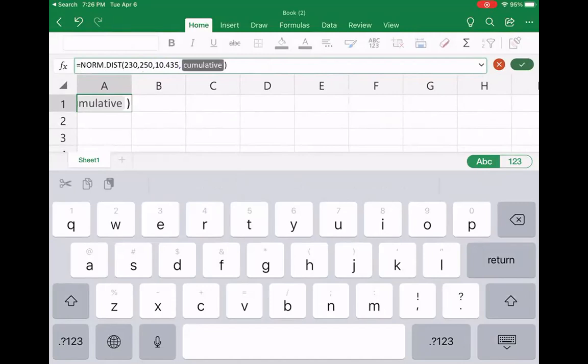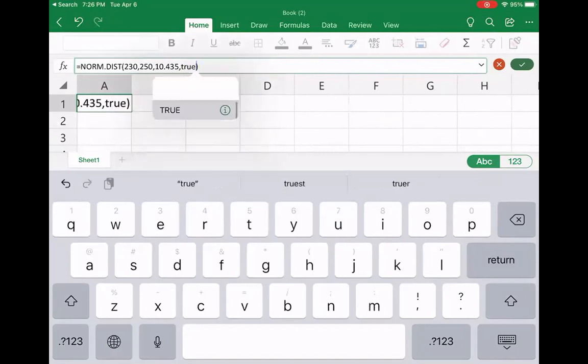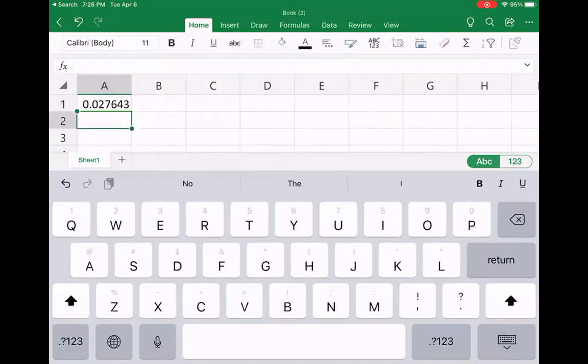True or false? True. It's always true. Calculate that, and here's what I get: 0.027643. We got 0.0274 from the chart. Excel gives me a more accurate answer. Depending on what you're using, if Blackboard tells you to use the chart, you can use the chart. If it marks it wrong because you're not giving the exact answer it wants, go use Excel, which will give you the exact answer. So remember how to do that in Excel as well. Let's go to the next problem.